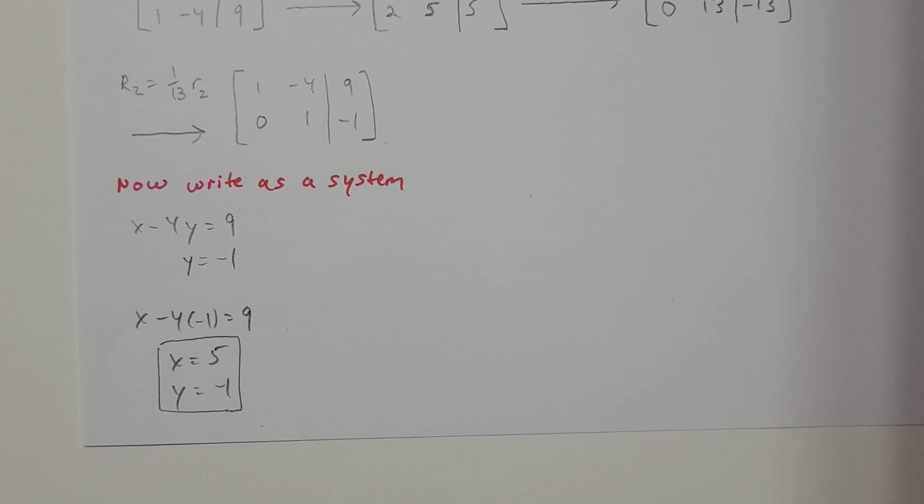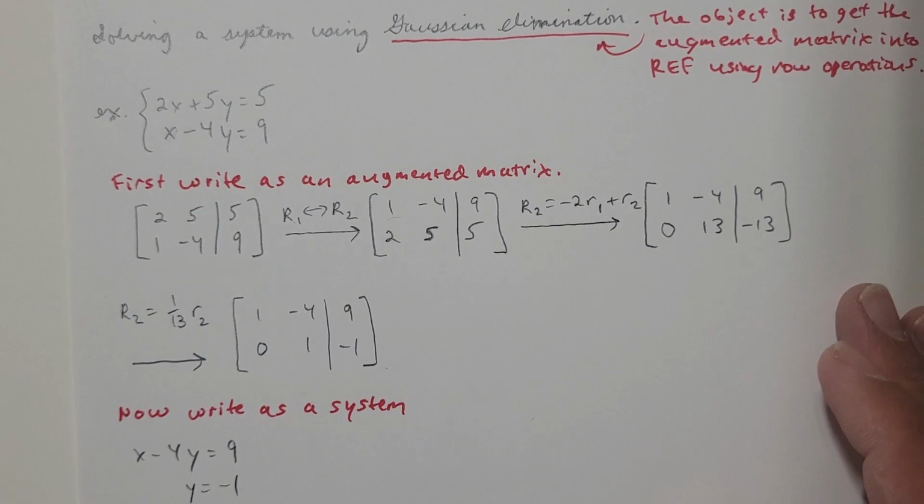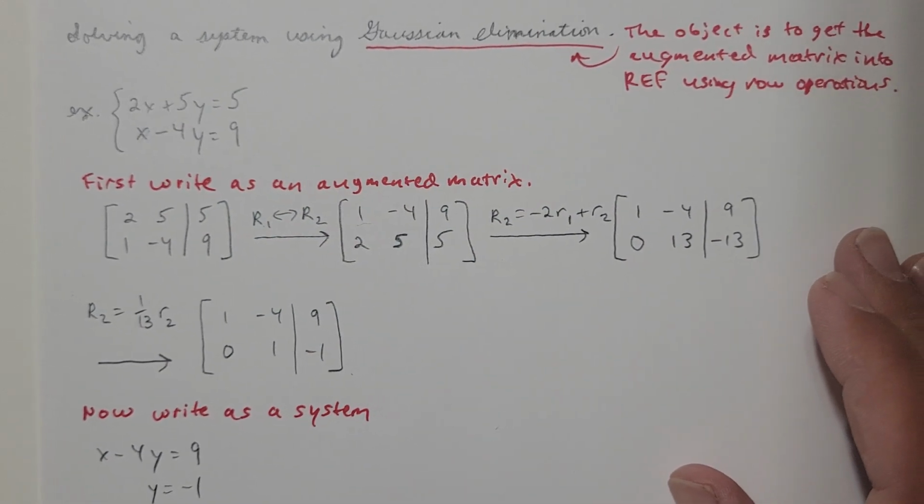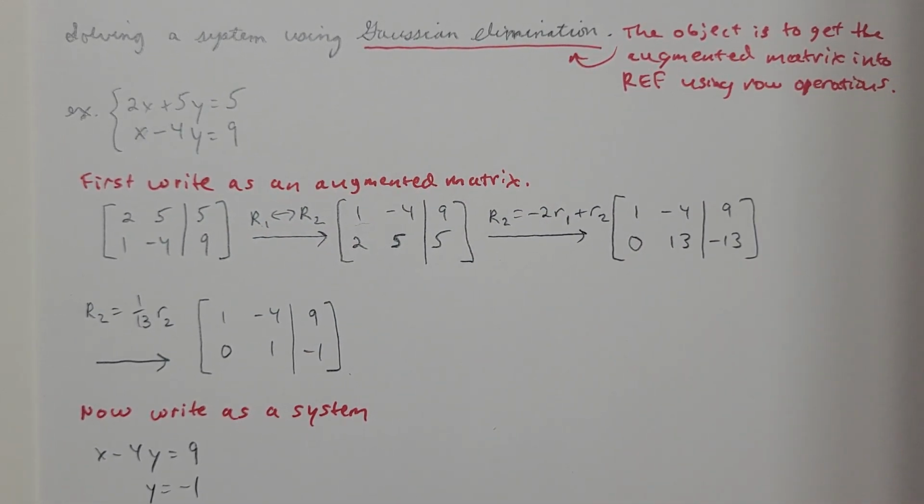Now, usually, whenever we have a 2 by 2 matrix, like what I gave you there, and if you're not told what method to use, I don't care what method you use, but usually you're going to use either the substitution method or the elimination method. Okay.